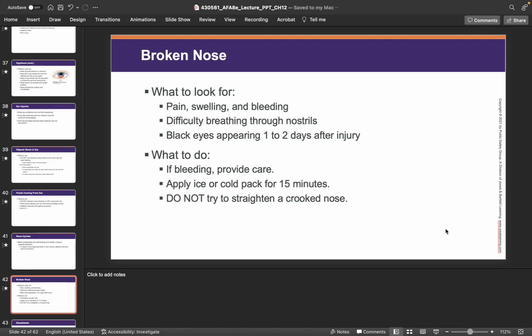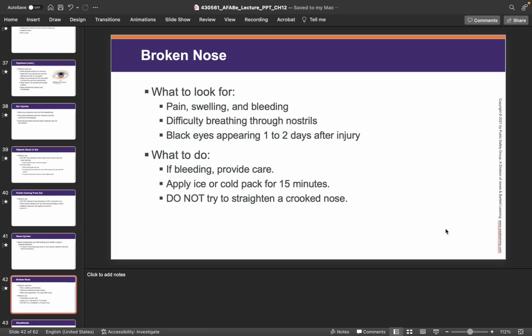Okay. For a broken nose, things to look for: pain, heavy swelling, and or bleeding that you just can't get stopped. It may be difficult to breathe through your nose. And then most of the time, the person, if they have a broken nose, they're going to get black eyes shortly thereafter. If it is bleeding, try and take care of the bleeding. You can use ice or a cold pack over the person's forehead and the nose to help with the pain and or help the bleeding to slow down.